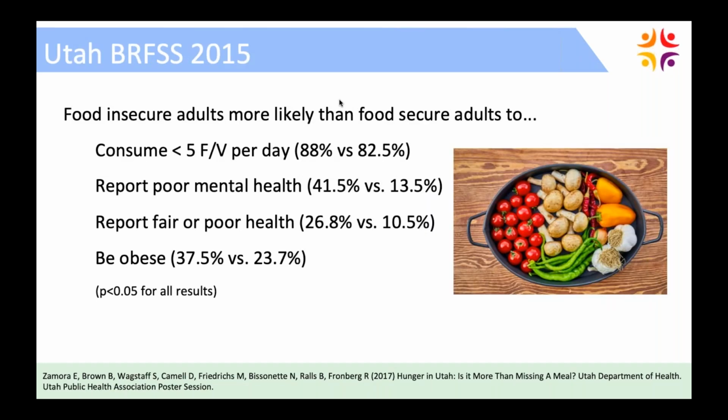So here's some Utah-specific data for you. This is from the Behavior and Risk Factor Surveillance System, BRFSS, 2015 data. So food insecure adults were significantly less likely than food secure adults to consume the recommended 5 servings of fruits and vegetables per day. They were also more likely to report poor mental health, or fair or poor health, and also to be obese. So this data supports a very clear need to improve the community and clinical linkages for patients who have food insecurity, and also to approach these issues as a team.